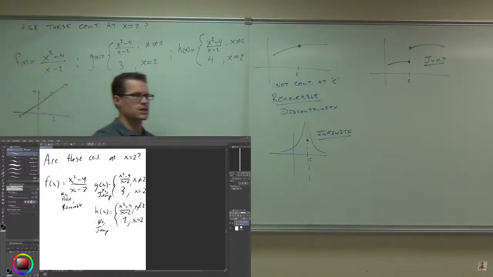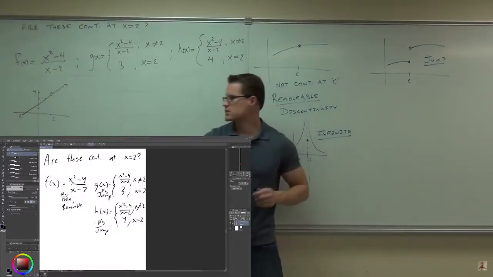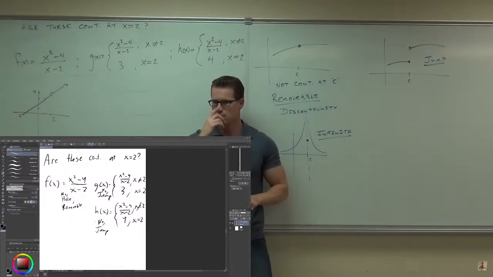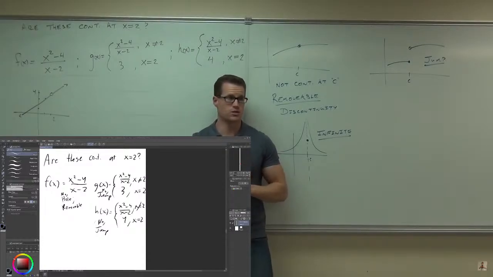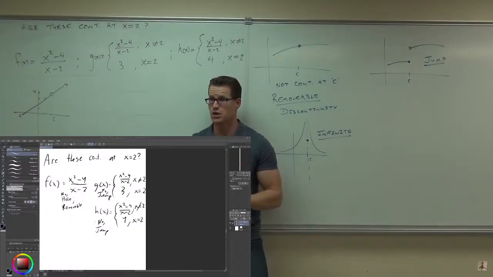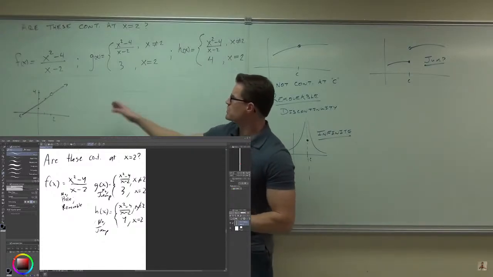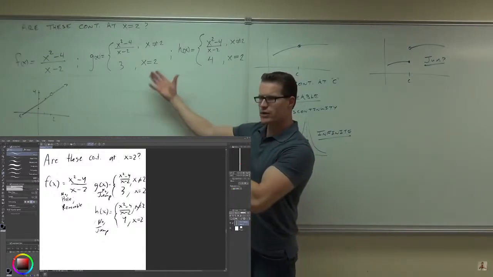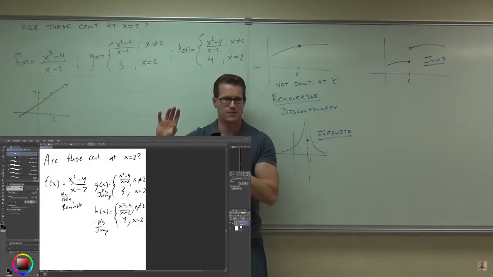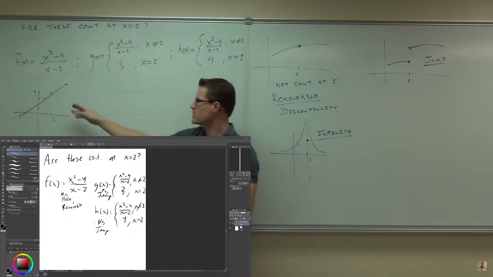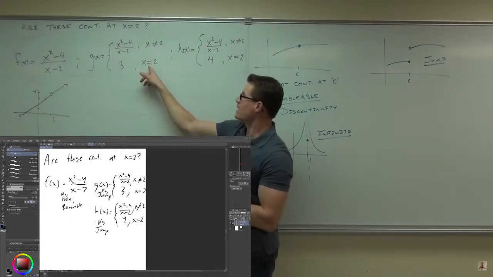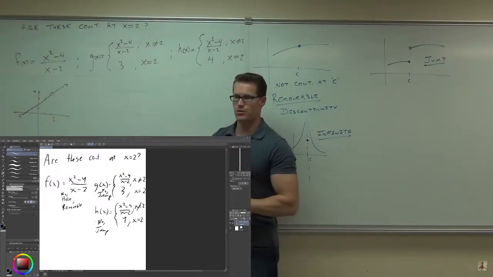Just to reinforce a concept, would this be continuous at x equals 1? How about x equals 5? How about any other point besides 2? Absolutely. We're just talking about 2 right now. Now let's move on to the next function. These look confusing, but here's all this says. For everywhere except 2, you're now this thing. We have that here. But now at 2, I have a point 3.